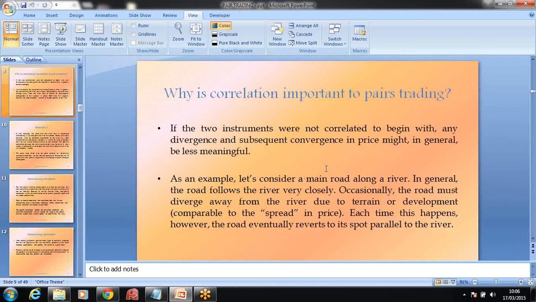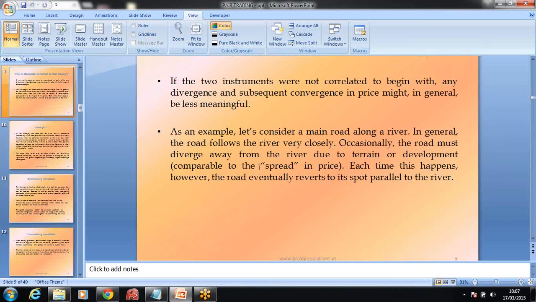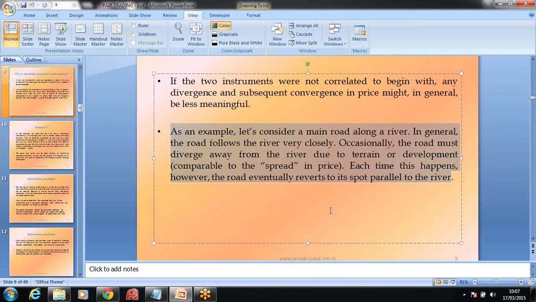So I'll give you a live example of all this, instead of theoretical knowledge. Why is correlation important? Because pair trading works on correlation itself. And if you want a beautiful example, this is one. Everyone would have traveled by bus. Now you would have seen this in a real scenario.